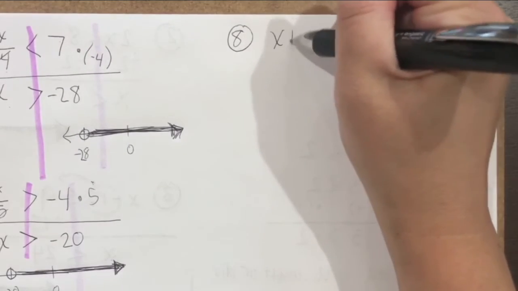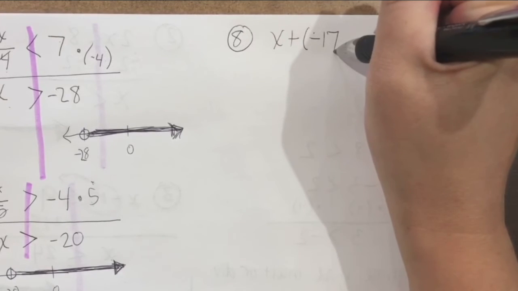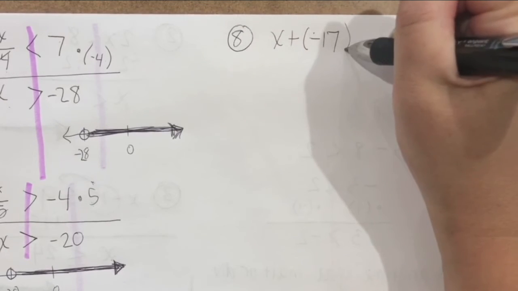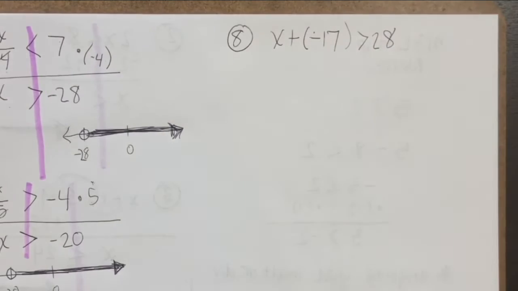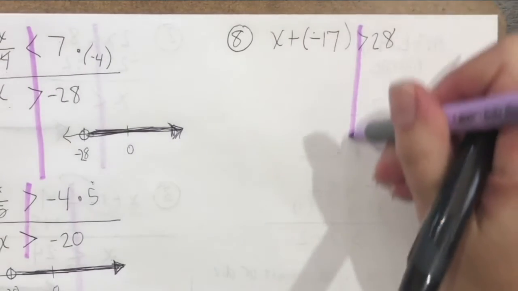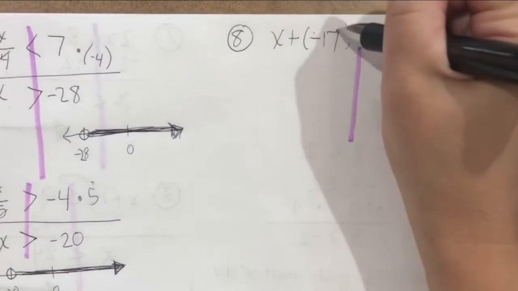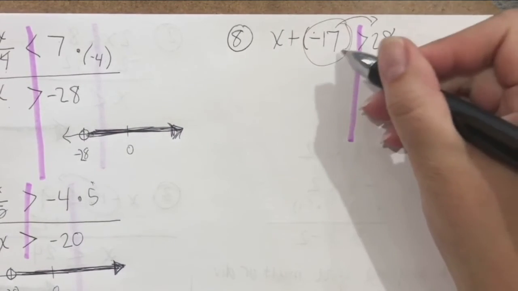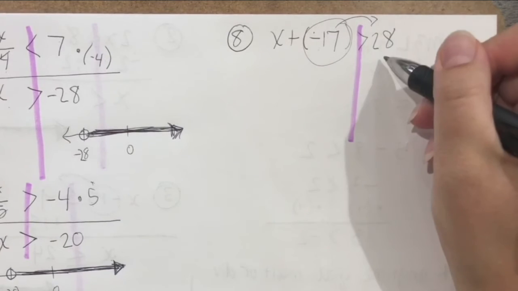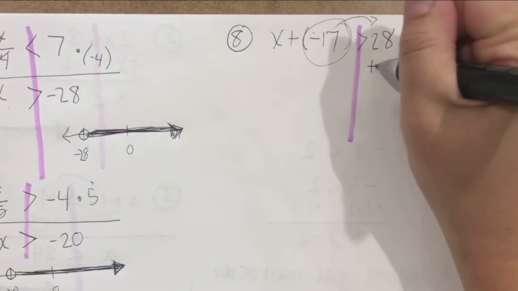Number 8. X plus negative 17 is greater than 28. So let's take our negative 17 and flip it to the other side. We're not multiplying or dividing, we're just flipping, or in other words, we're going to add positive 17.